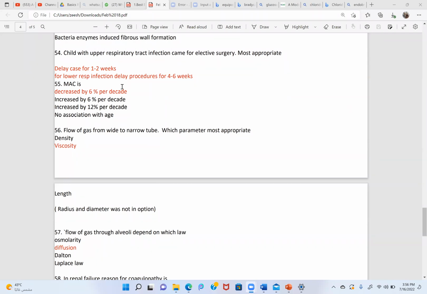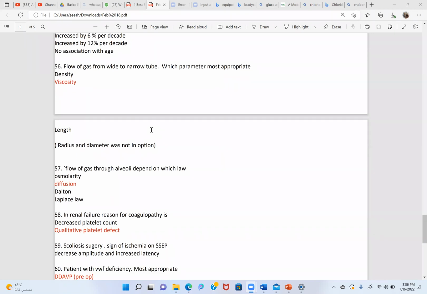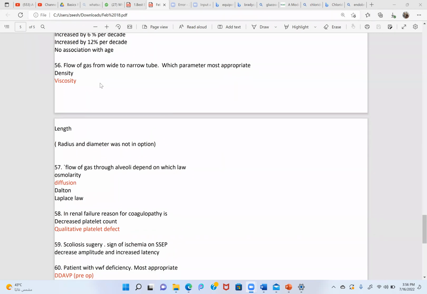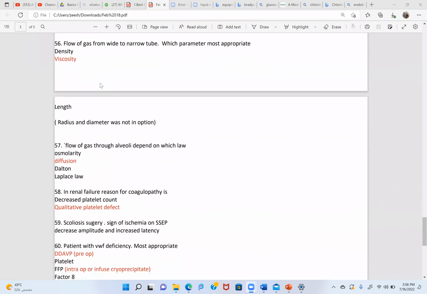That is also correct. We have discussed this in detail. Whenever there is narrowing, there is turbulence. So turbulent flow depends more on density. The answer should be density, not viscosity. Agreed or not agreed?